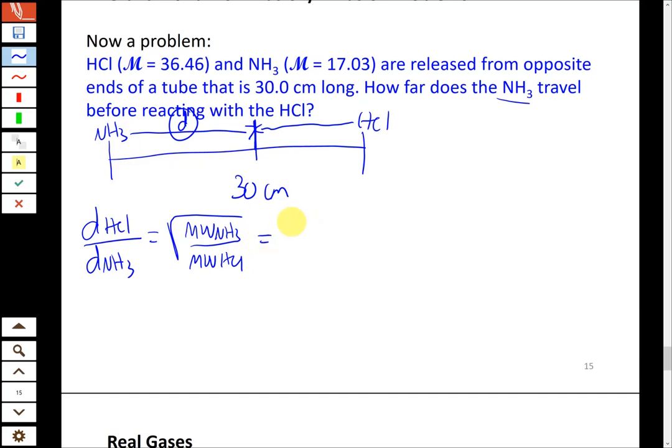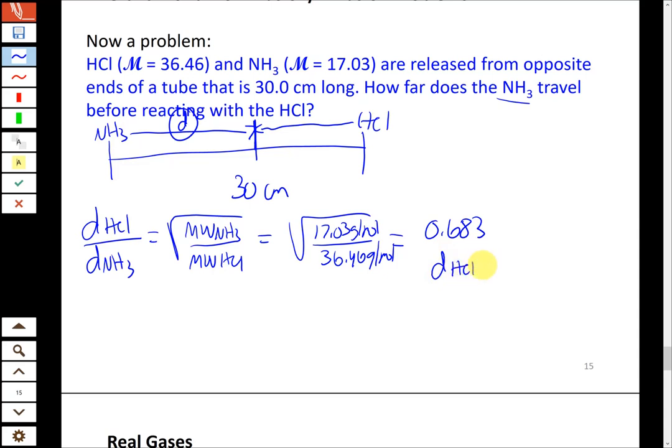And so we gave you the molar masses of both of these gases directly in the problem. So NH3 on top is 17.03, and HCl on the bottom is 36.46. And so that's going to be equal to 0.683. So the ratio of the distances is 0.683. So this distance for HCl divided by NH3 is 0.683. Or alternatively, we can cross multiply and write this as the distance that HCl travels is 0.683 times the distance that NH3 travels.